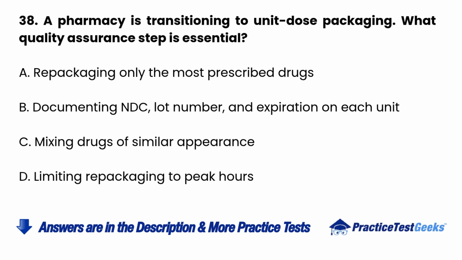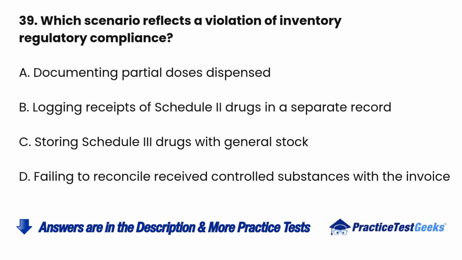38. A pharmacy is transitioning to unit dose packaging. What quality assurance step is essential? A. Repackaging only the most prescribed drugs. B. Documenting NDC, lot number, and expiration on each unit. C. Mixing drugs of similar appearance. D. Limiting repackaging to peak hours.